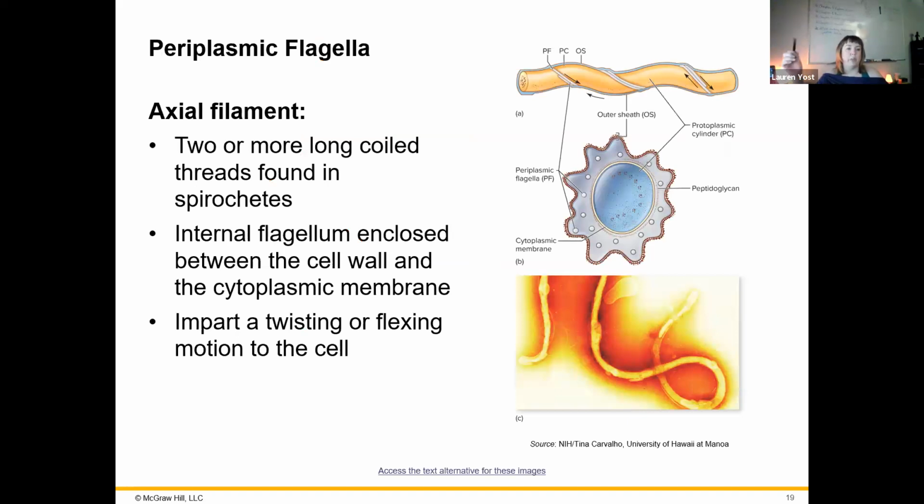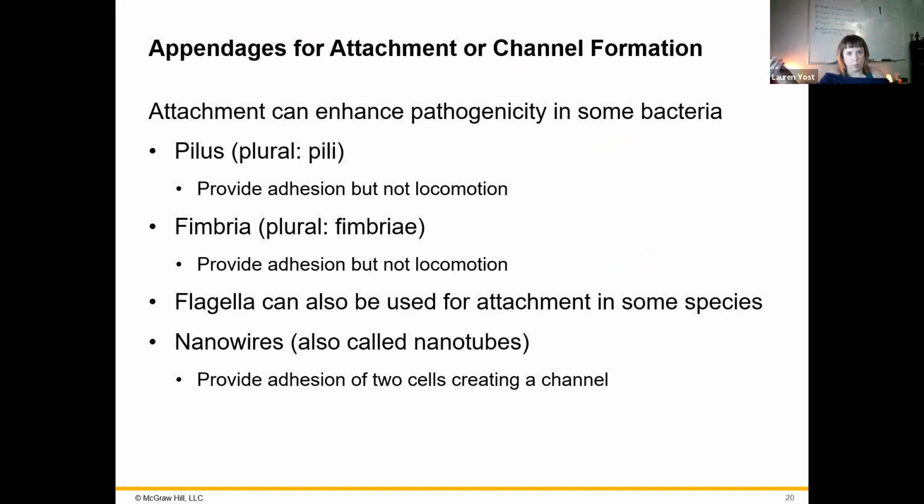Again, the axial filament is like an internal flagellum that squeezes and turns and allows twisting and flexing of the cell in order to allow it to move that way. It's not as efficient, of course, as swimming with a flagellum. The other appendages, which we use for attachment or transfer or channel formation.